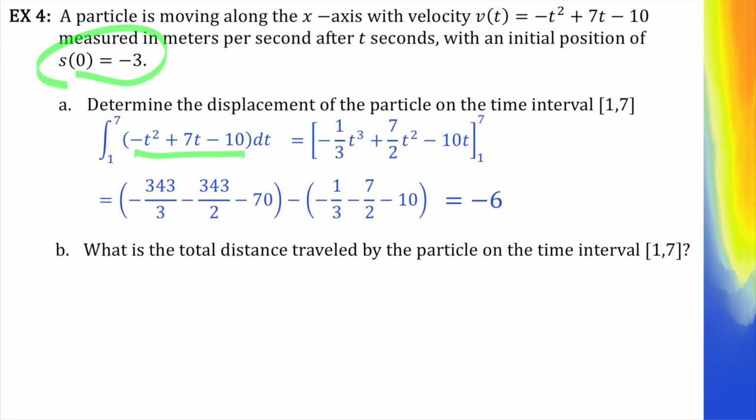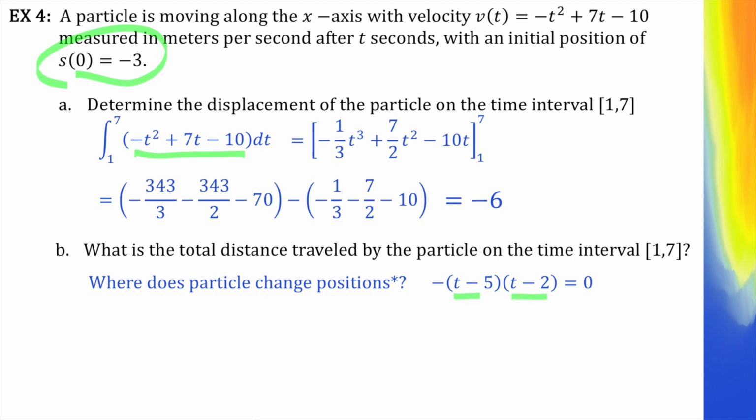But what's the total distance traveled by the particle? Well, that's interesting if you have to do it by hand. In order to do this by hand, we're going to have to figure out where the particle changes positions or turns around. So we have to find the zeros of the velocity function. That's going to be at t equals 5 and t equals 2, which means we're going to have a couple different integrals that we're going to have to figure out.